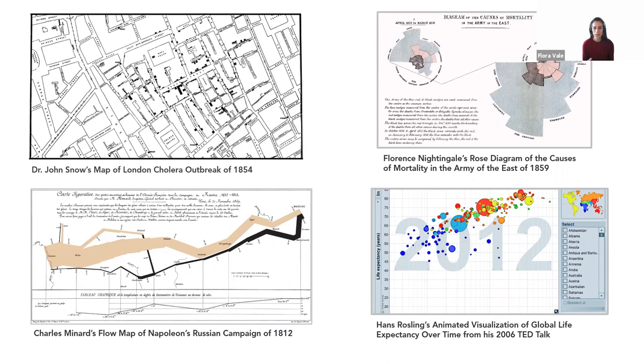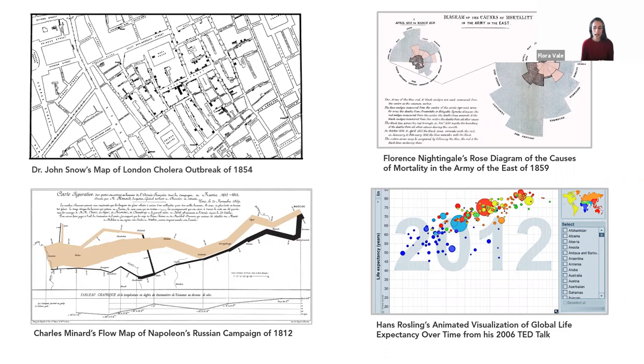So we have Jon Snow. He was able to pinpoint the contaminated water tap by identifying a spatial cluster of cholera cases. And then next up, we have Florence Nightingale. She was able to show that epidemic disease was causing more British deaths than battle wounds during the Crimean War. Charles Menard elegantly incorporated several dimensions, including time, location, number of deaths, and temperature into one visualization, telling the story of Napoleon's March. And then lastly, not as historic, but nearly as iconic, Hans Rosling wowed the world with his animated visualizations of global life expectancy changes over time in his 2006 TED Talk.